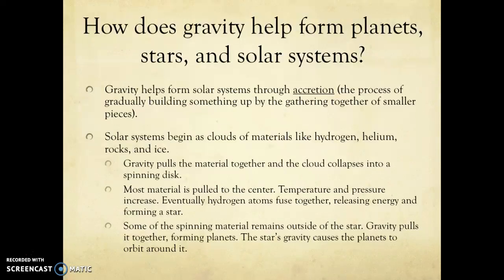All right, now this is a long one. As I said, without gravity, you couldn't have things orbiting. Well, without gravity, you also couldn't have anything that would be large enough to cause an orbit to occur. Gravity helps to form solar systems and planets and stars and everything out in the universe. And it does this through a process called accretion. Basically, accretion is just the process of gradually building something up by gathering together smaller pieces.